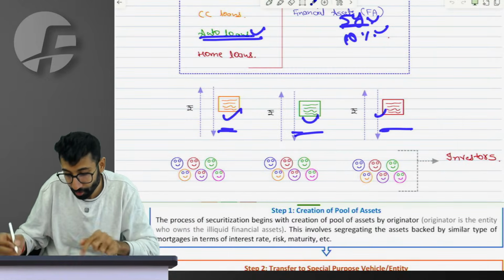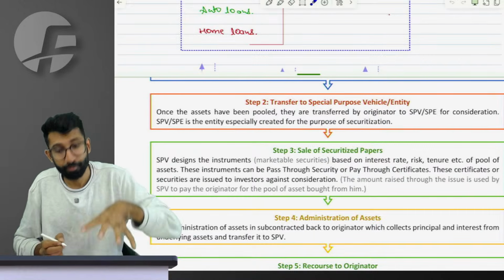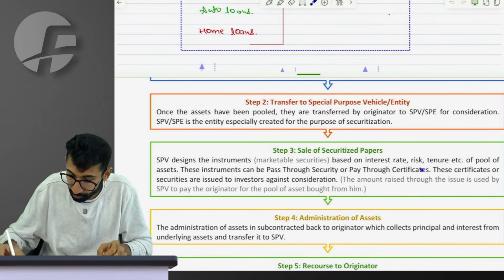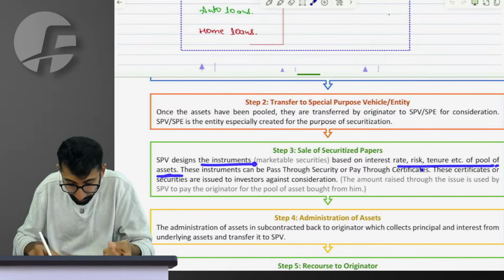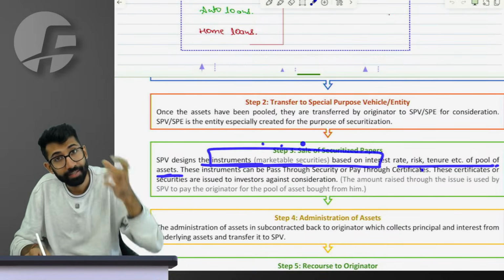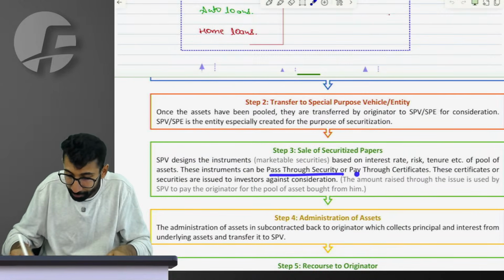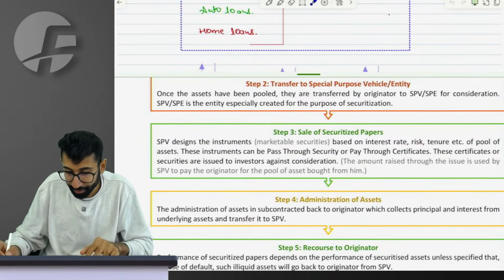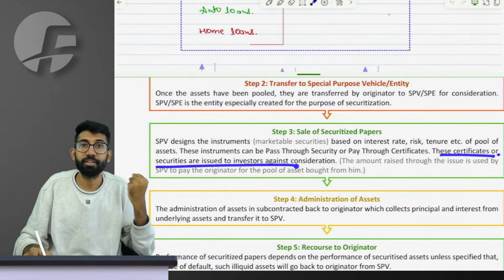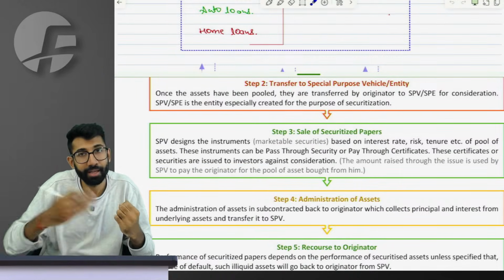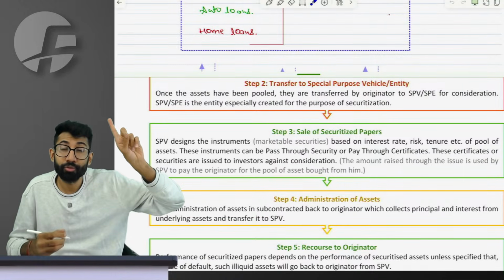maturity on these securities. So based on the characteristics of those financial assets, I design the instrument, I decide the characteristics of my security. These instruments can be paid through or passed through, we will talk about it later. And these certificates or securities are issued to the investor against a consideration. I issue the security just like I issue a debenture or a share to you. You give me money. That money is used to pay to the originator.